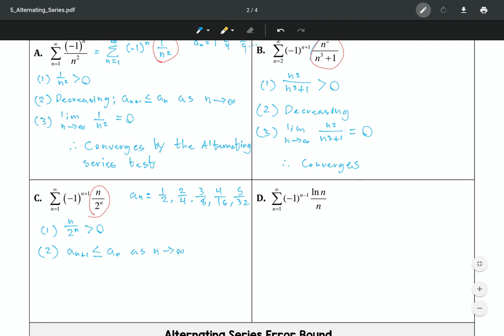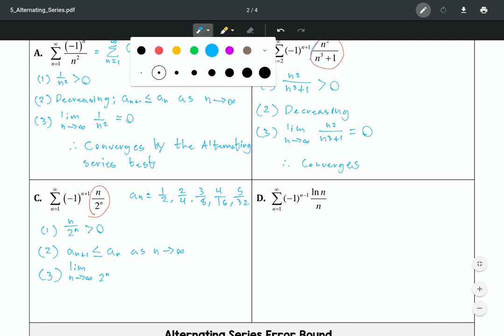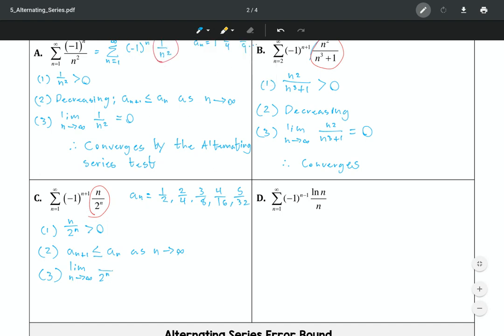Now, on this example, the third thing that I have to have for this to be convergent is I have to take the limit as n goes to infinity of n over 2 to the n. And for some of my problems on the homework, this is actually the hard part, to figure out if this was convergent by taking the limit. That was a hard part for me.